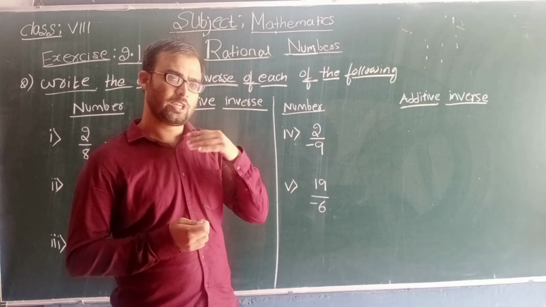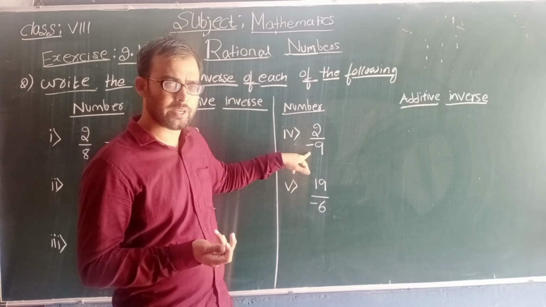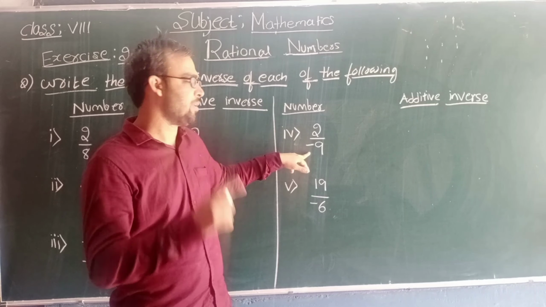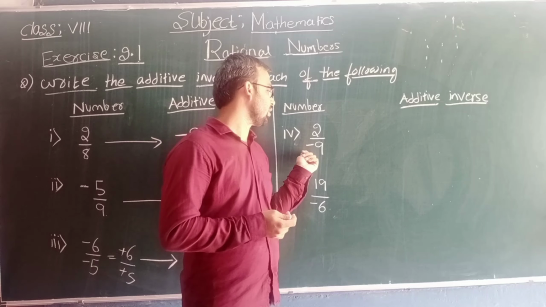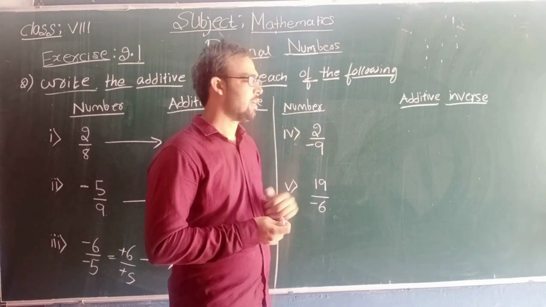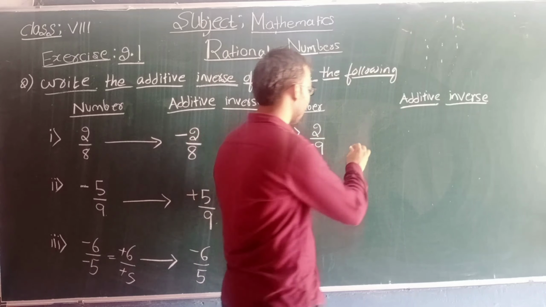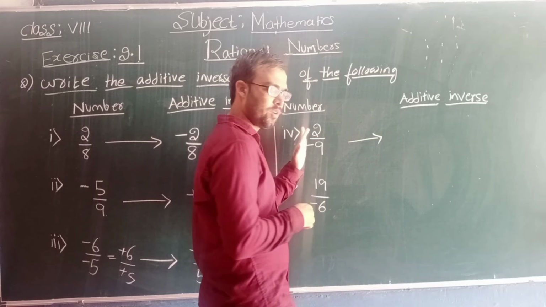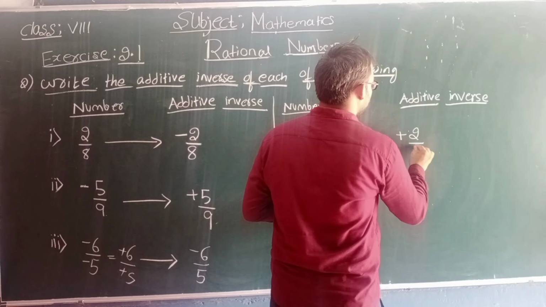Whether the minus sign is at the denominator or at the numerator, if there is one minus sign, the number is a negative. So the fourth question is 2 by minus 9. It is negative, no? So what is the additive inverse of this? Positive. So the additive inverse of 2 by minus 9 is what? Plus 2 by 9.